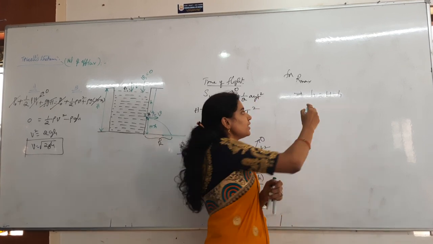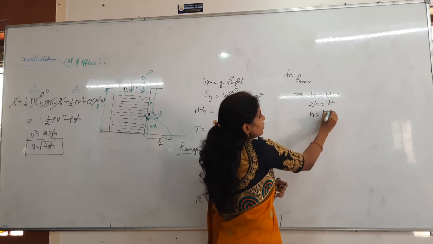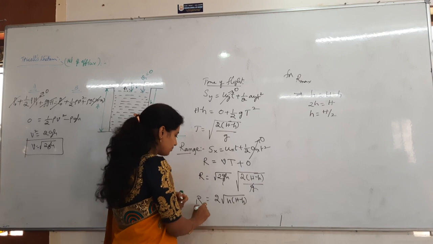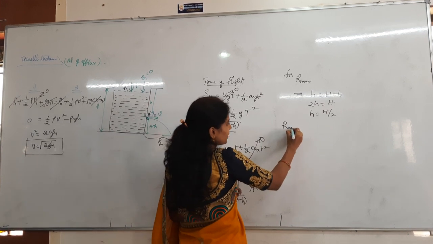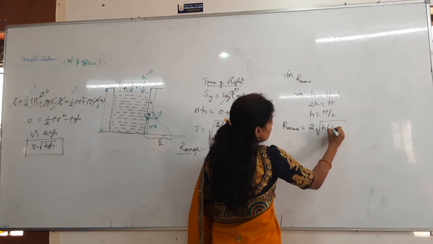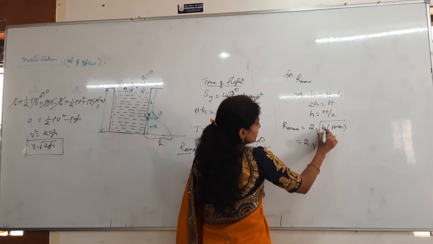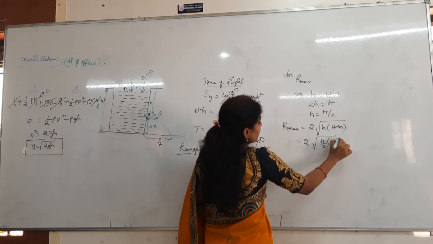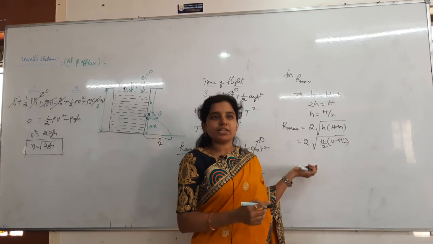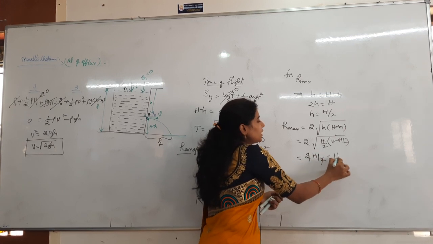So small h is equal to how much will you get here? 2h is equal to capital H. Then h is equal to H by 2 exactly. Whenever you substitute that value in R maximum, what is the formula for us? 2 times under root of h into H minus h. So this h will be H by 2, H minus H by 2. How much will you get? Root of H by 2 into H by 2. Then 2 into H by 2 means how much will you get? Exactly H.